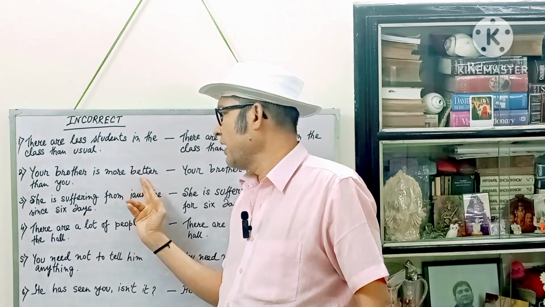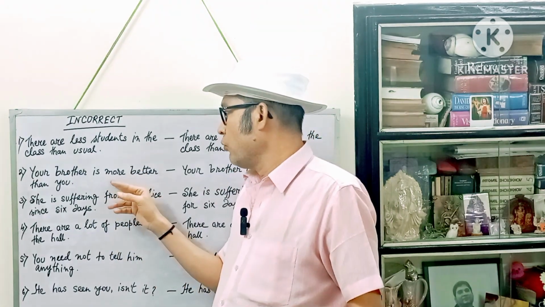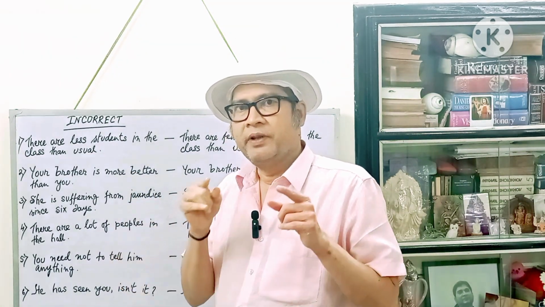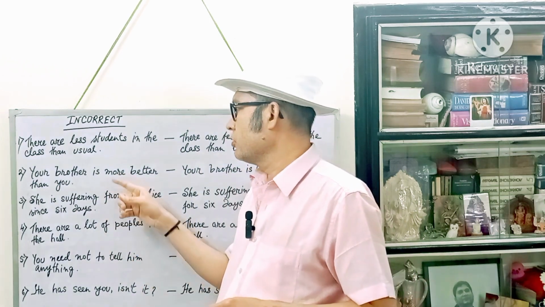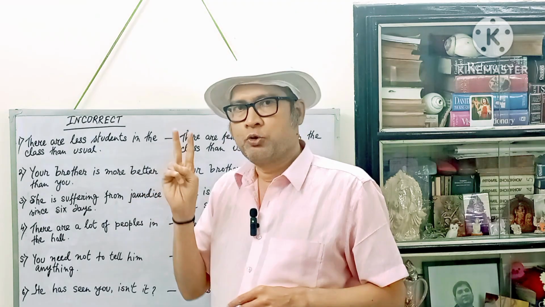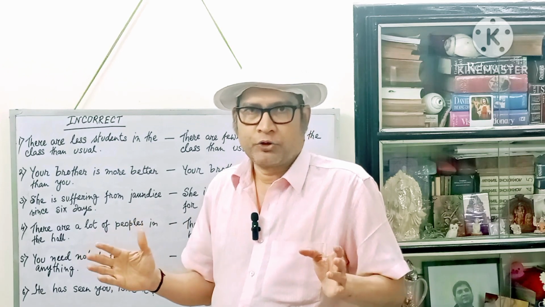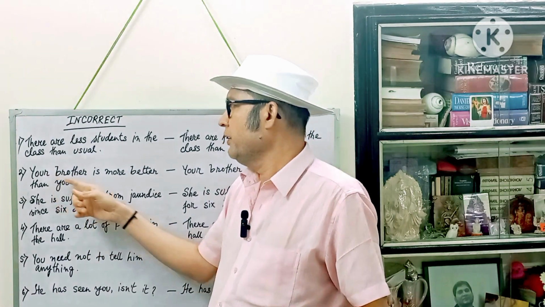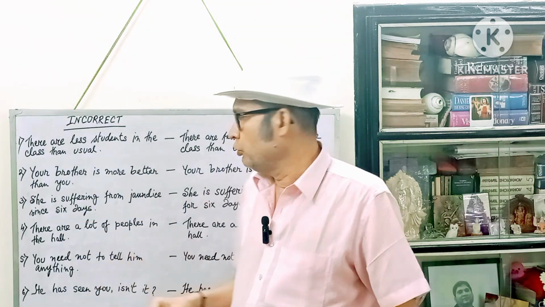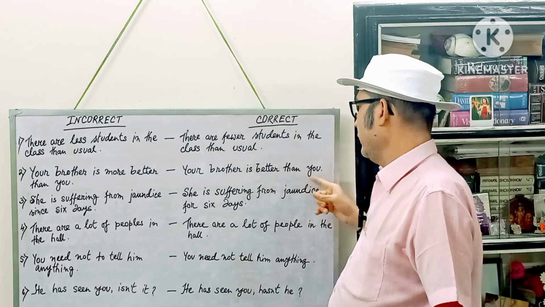They are hostile to each other. They are antagonistic to each other. Because if you write more before better or with better, you will be quite incorrect. So do not ever use more before a comparative word, because two comparative words cannot be used in one sentence or in one clause. So what should be the correct one? Your brother is better than you. Look at this correct sentence here. Your brother is better than you.